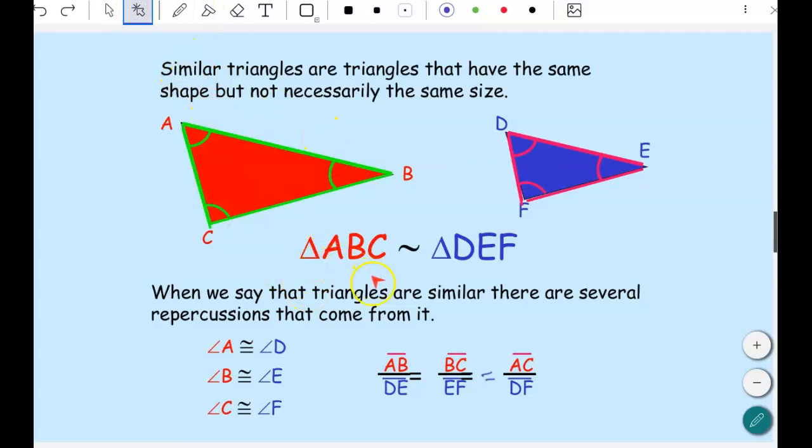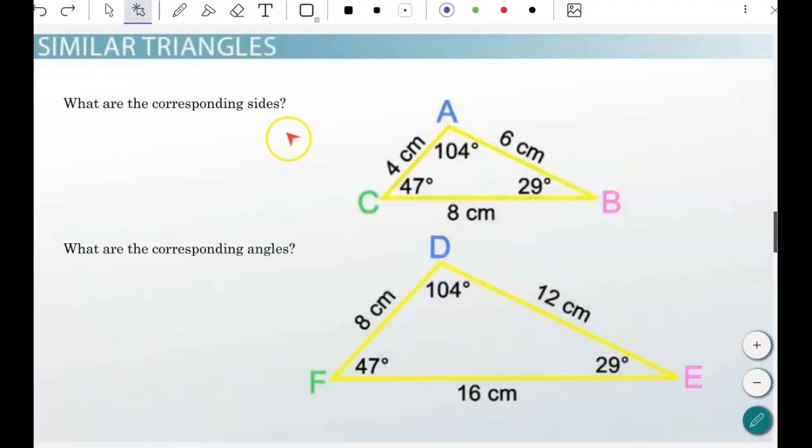But again, you have to be careful with making sure that you're using the correct order. See this AB, and that corresponds with DE. BC corresponds with EF. And then AC corresponds with DF. All right, let's look at another example here. So what are the corresponding sides?